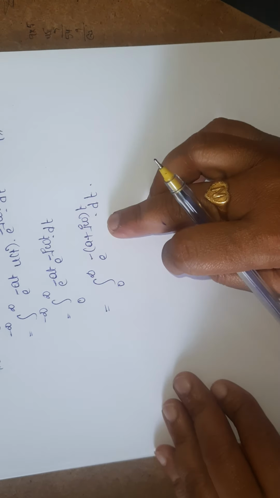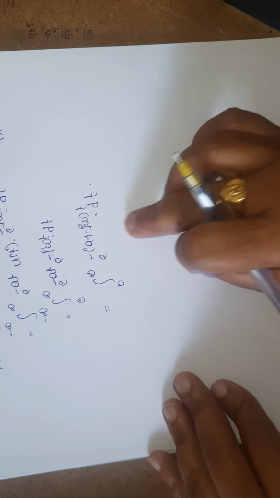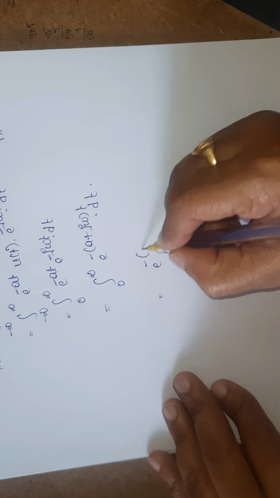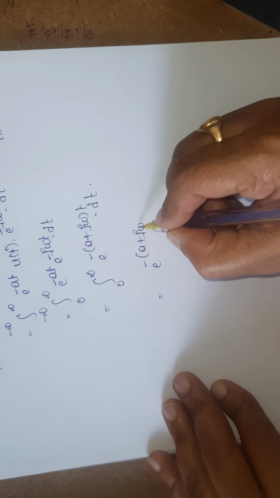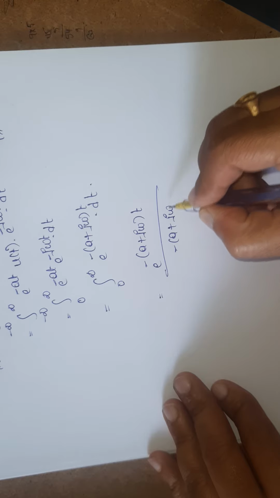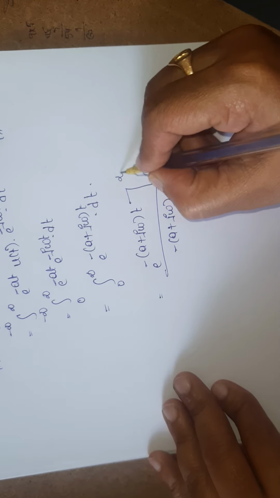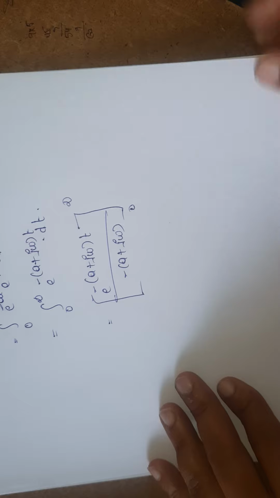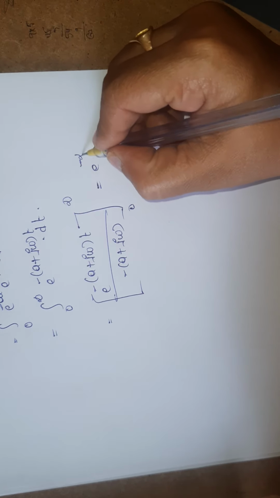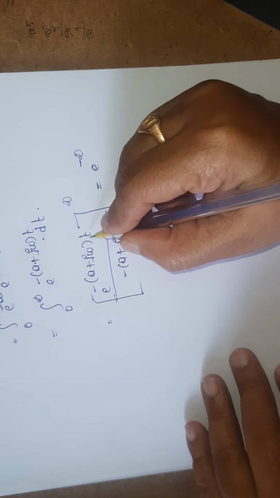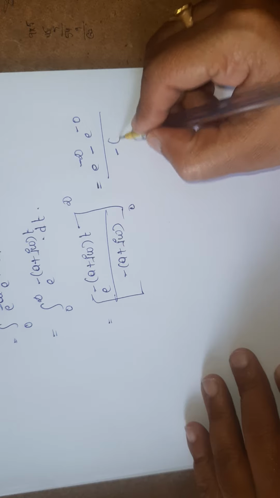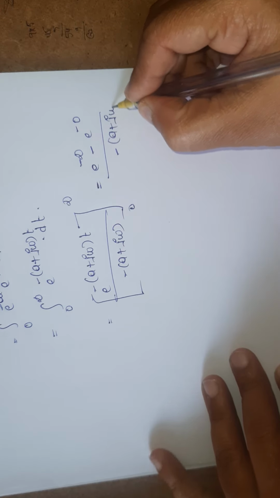So what is the integration of e power x? The integration of e power x is e power x divided by x. So here the integration is e power minus (a plus j omega) t divided by minus (a plus j omega), having the limits 0 to infinity. If I apply the limits, I will get e power minus infinity minus e power 0, divided by minus (a plus j omega).